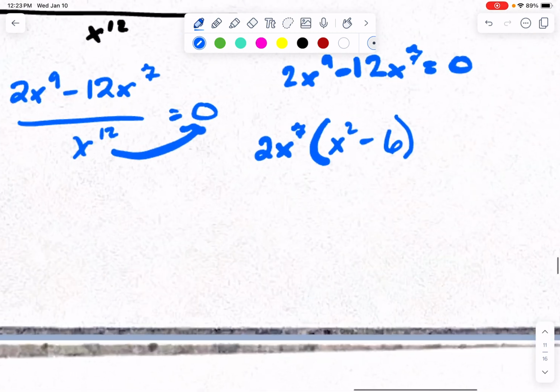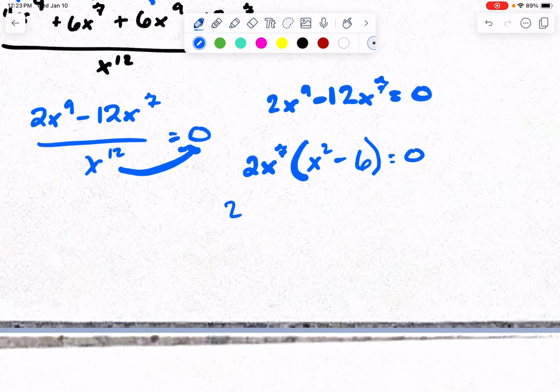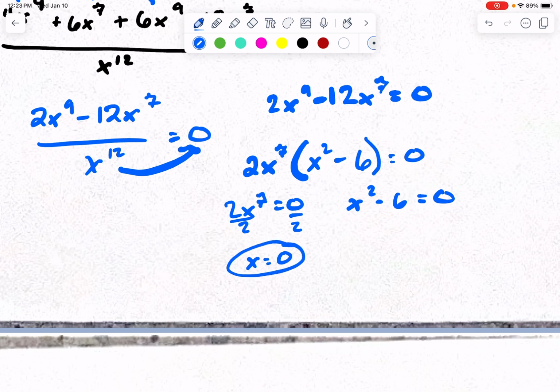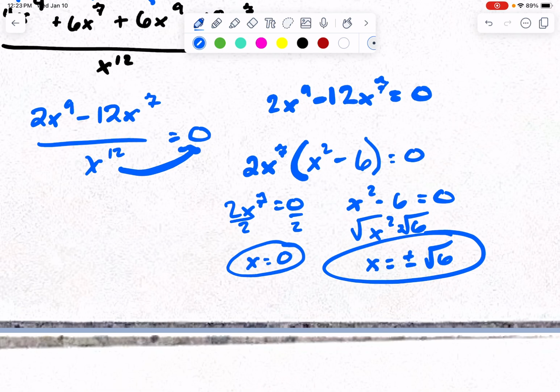Yeah, let's go with that. All right, 2x to the 7th equals 0, and x squared minus 6 equals 0. If we divide by 2 and take the 7th root, we get 0. If I add the 6 over and take the square root, I get plus or minus the square root of 6, because it doesn't come out nicely. Holy crap.